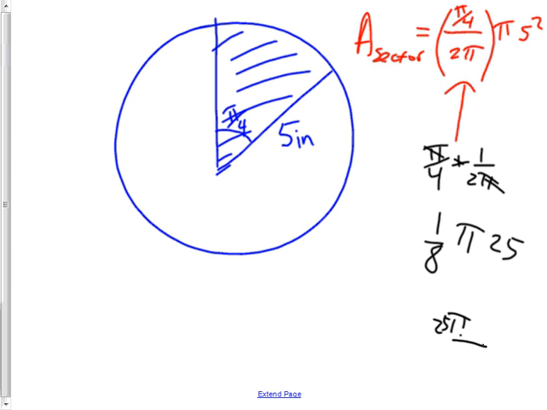Raise your hand if you had 25 pi over 8. Okay, good. Any questions on that one? Does anybody want to see another, and it would have to be more than one, but anybody want to see another one like that? Because you'd like to see more practice on that. All right, I've got several. All right, we'll do another quick one.